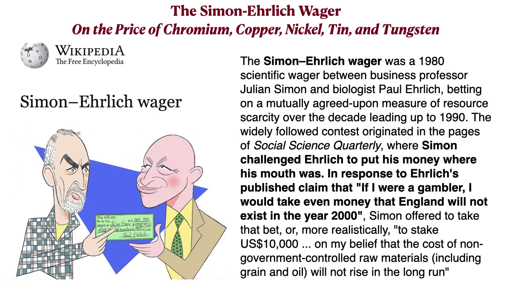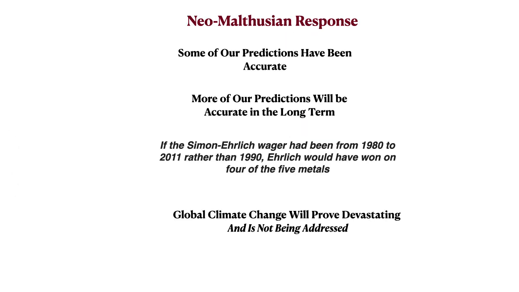Simon challenged Ehrlich to put his money where his mouth was in response to Ehrlich's published claim, "If I were a gambler, I would take even money that England will not even exist in the year 2000." So anyway, they had this bet, a 10-year bet, and it was one that Simon won.